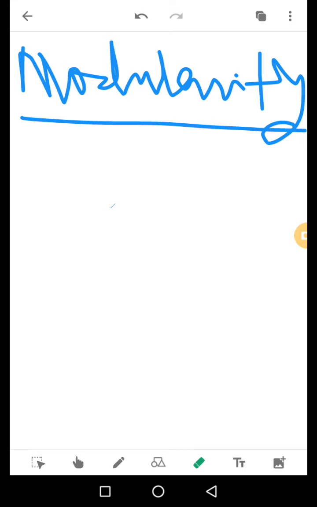So we want to have a look at attributes of a good module. For a good module, it must be functionally independent. It must be cohesive. Let me take it one by one. For a good module, the following attributes must be present. Number 1, functional independence. Here, modules will have high cohesion and low coupling.